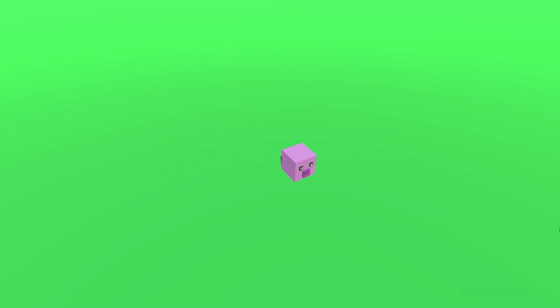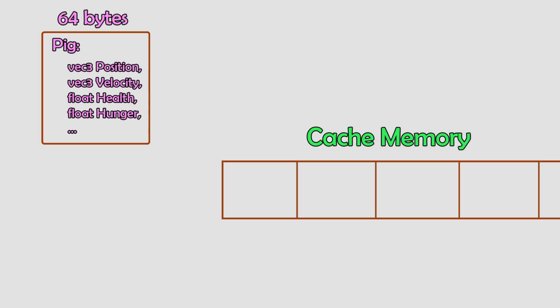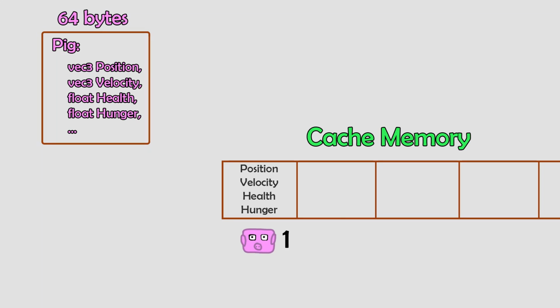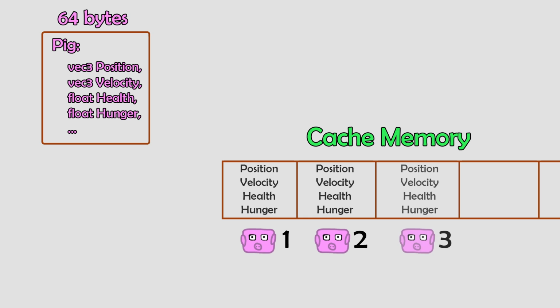Imagine we have a cubic pig in our game. It can have position, velocity, health, hunger, and maybe some other components. Let's say this data takes 64 bytes of information to store, so that it will fully occupy one cache line. Now imagine that we have an array of 64 of these pigs, and we want to update their positions. In memory they will look something like that, one pig per cache line.